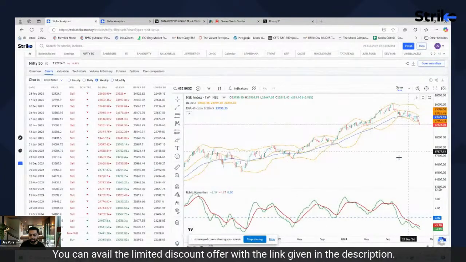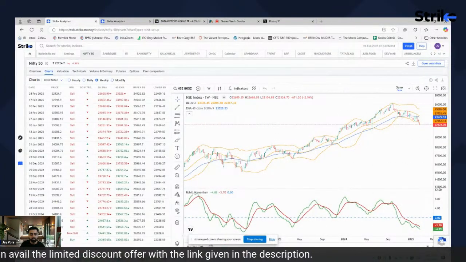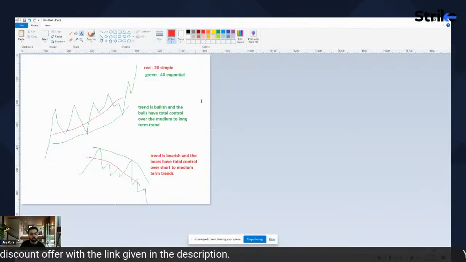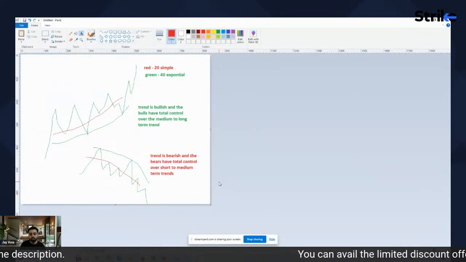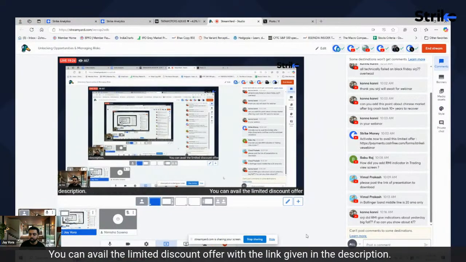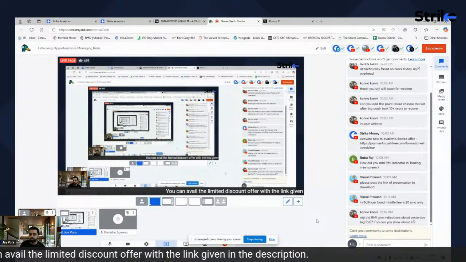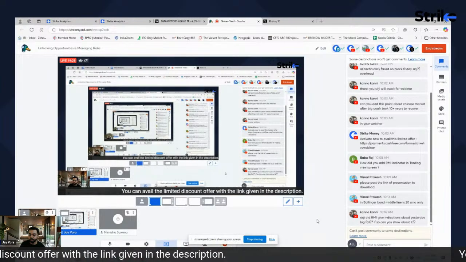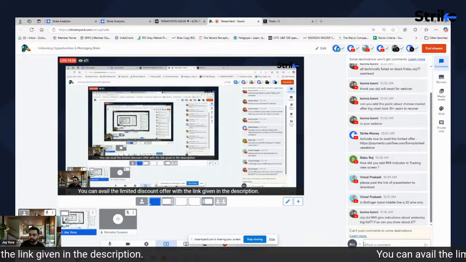Does anyone have any problem with this concept that I explained, which was how to find a bullish trend and how to find a bearish trend? Is there any issue with this point, or is it clear to everyone? Please, if possible, comment. If I see a lot of okay, then I'll move ahead. So does anyone have any issue?